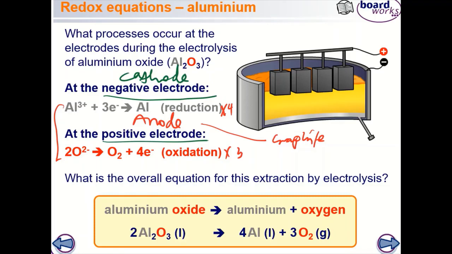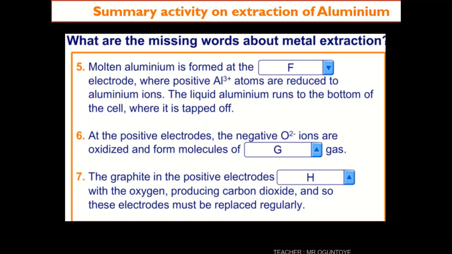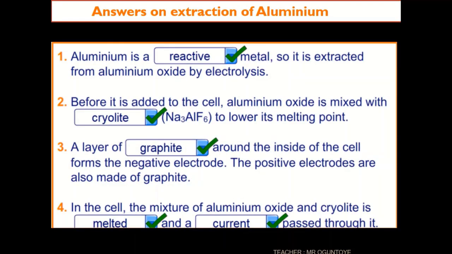So the equation can be rewritten as 4 Al3+ plus 12 moles of electrons to give 4 Al, and the other side could be 6 O2- to give 3 O2 plus 12 moles of electrons, just to balance the number of electrons lost as against the number of electrons gained. So in essence, the aluminum and oxygen have been separated, so aluminum oxide has been decomposed into aluminum and oxygen. So you may want to try out a few of these, fill in the gaps, and see how you can work with that.